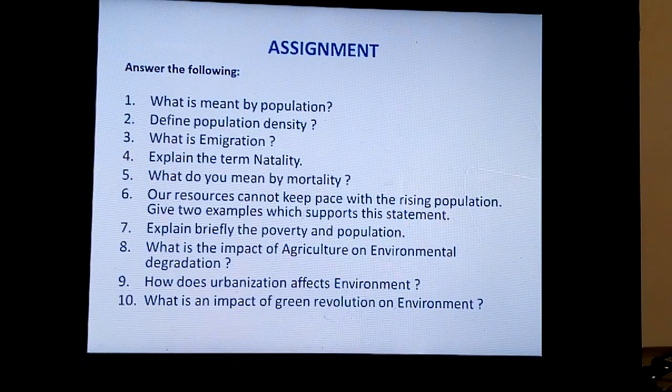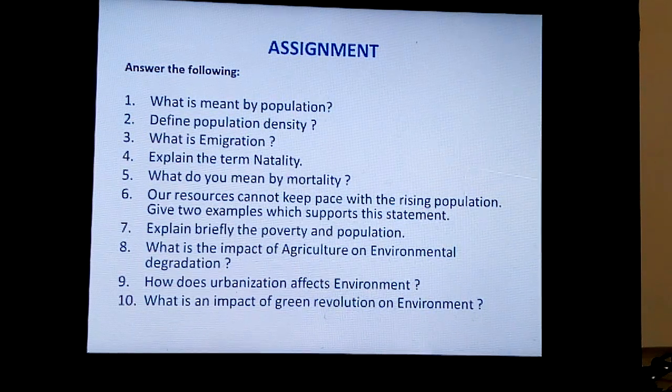Explain briefly the poverty and population. What is the impact of agriculture on environmental degradation? How does urbanization affect the environment? What is the impact of the green revolution on the environment? Write in A4 sheet, submit after reopening.